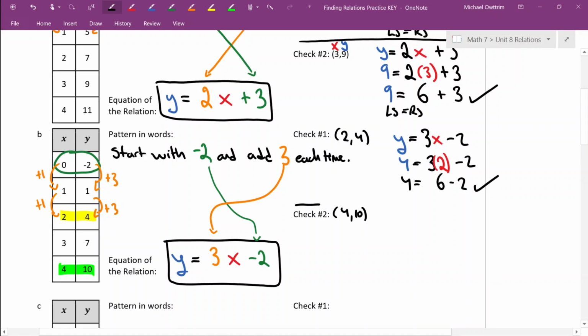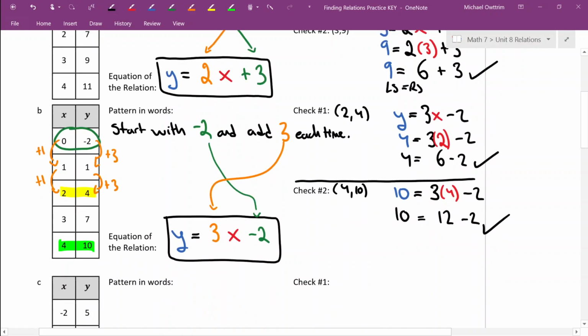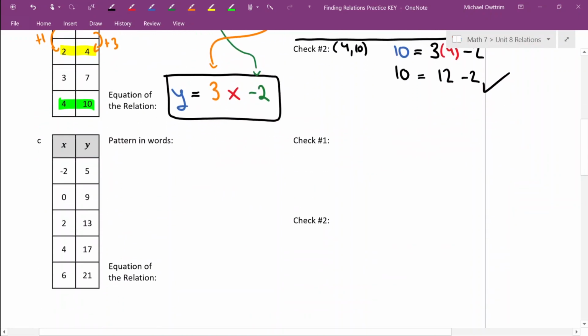For our next point, it says that a y of 10 should be equal to 3 times an x of 4, and then subtract 2. So is 10 equal to 12 minus 2? Yes, it is. And so we know that our equation works for that point as well. Let's take a look at our next one here.